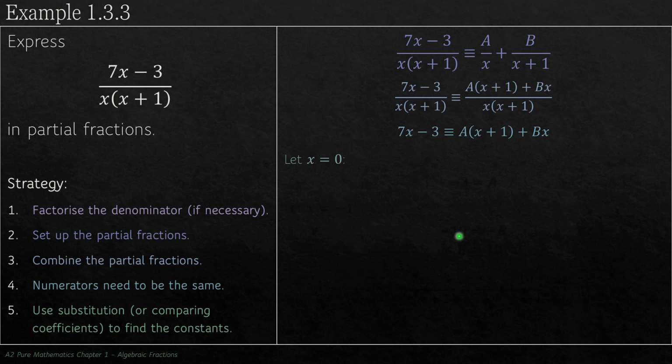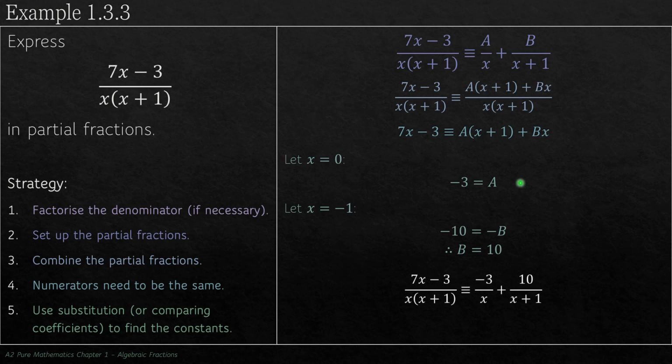If we let x equal 0 here, then we're going to have B multiplied by 0, which of course is 0. So our equation will only have A. It won't have B. If we let x equal -1, then the A term will be 0, because it'll be A multiplied by 0, which will allow us to find B. We've got A, we've got B, so write down the answer.